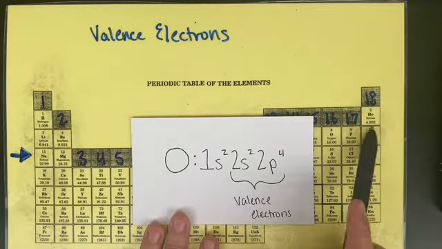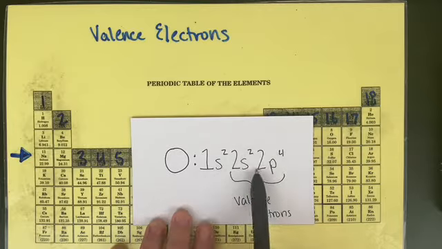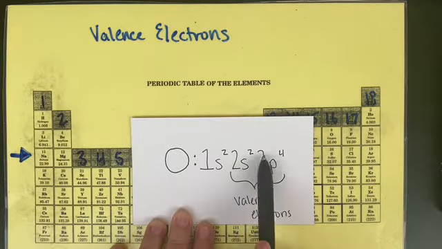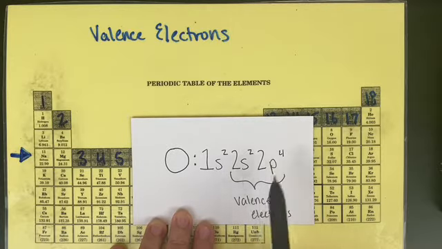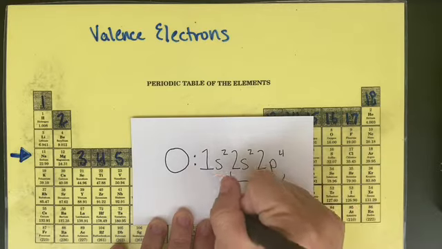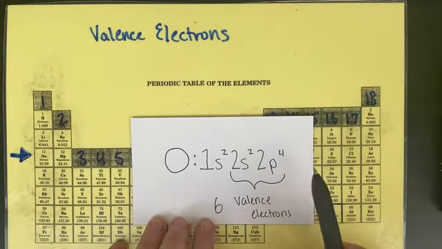So since oxygen's in the second row of the periodic table, that means the second energy level is the highest. So that means that these electrons are the valence electrons. So that means oxygen has 6 valence electrons. But it's a lot of work to do that, to figure it out, so we're going to learn a little shortcut.